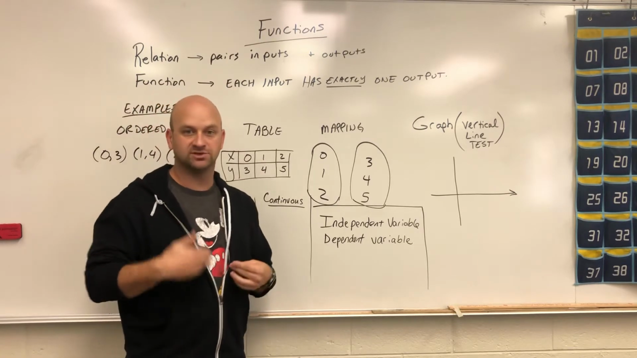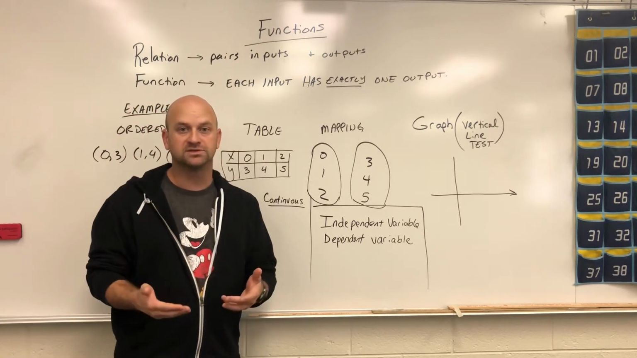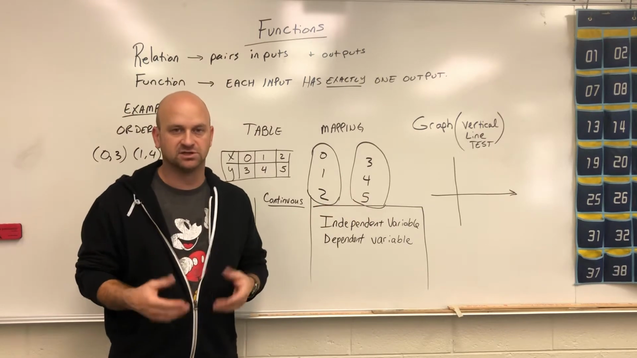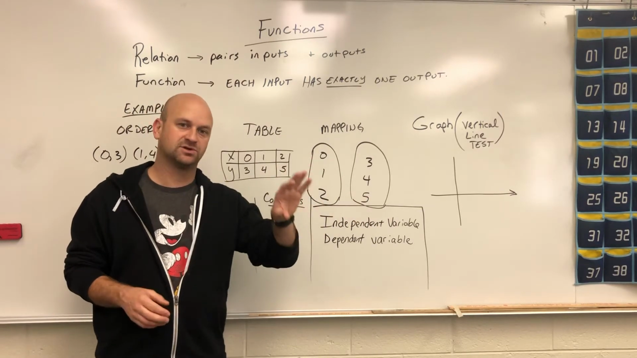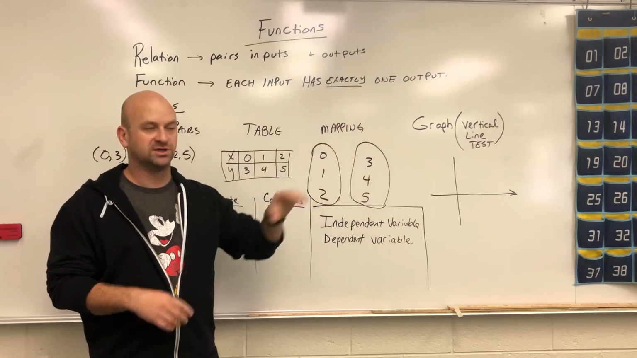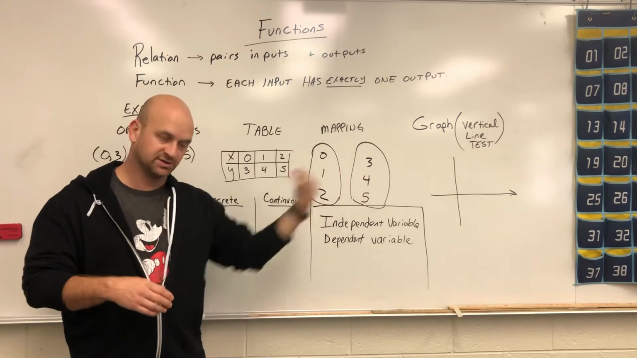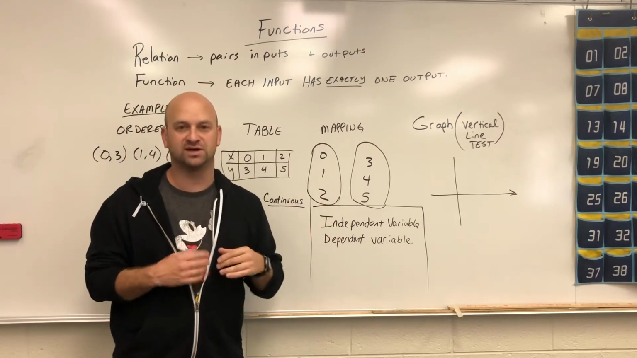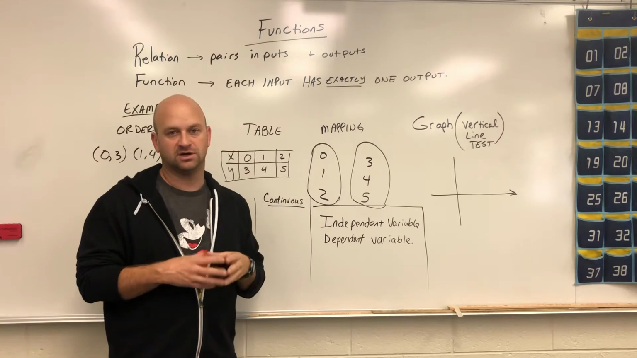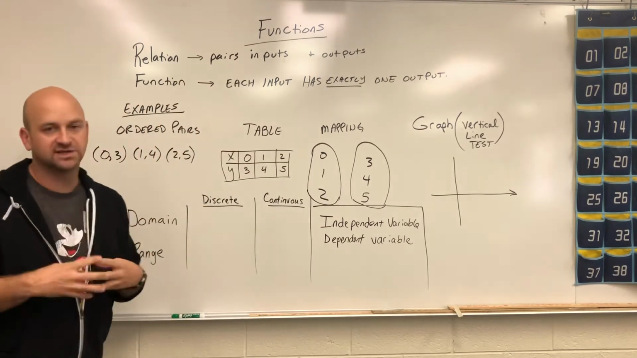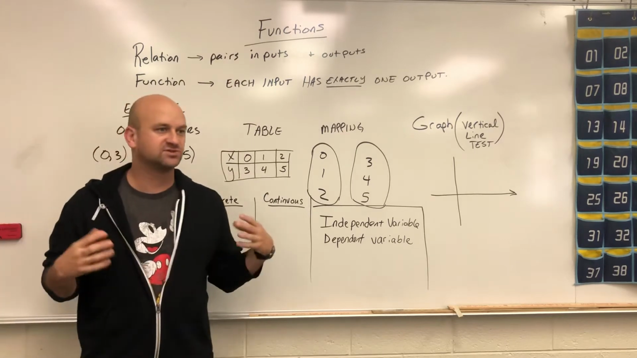Now outputs can be used more than once, but the inputs can only have one output. So if you think of a soda machine, you could have two places where there's Cokes, a Coke in A1 and a Coke in A2. But if you hit A1, you're only getting the Coke out. If you hit A2, you're getting a Coke out as well, but it's from the A2 slot, not the A1 location.